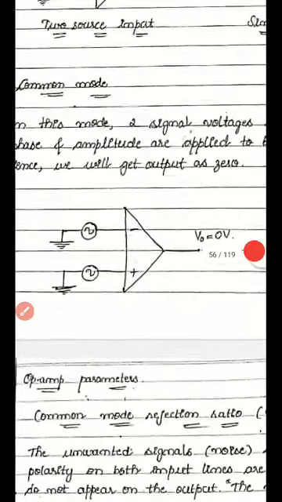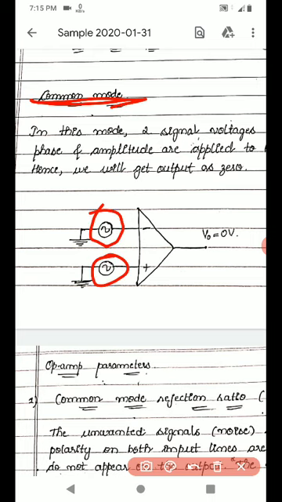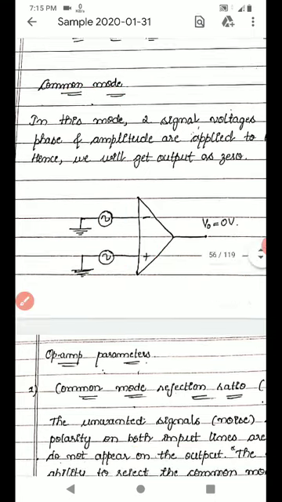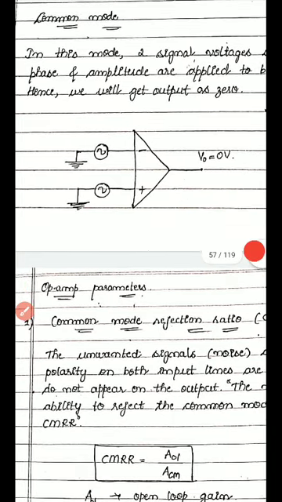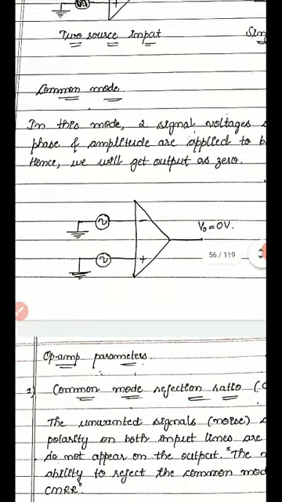Next one is common mode. As I said, the first is differential mode and the second is common mode. In the common mode, both the inputs have the same phase, frequency and amplitude. That's why if V1 and V2 are the same, then the output will be 0, because Vin is V1 minus V2. If both are the same, you will get 0. If the input is 0, obviously the output will be 0. Hence the output for this common mode will be 0. That is one of the specialties of the common mode amplifier.